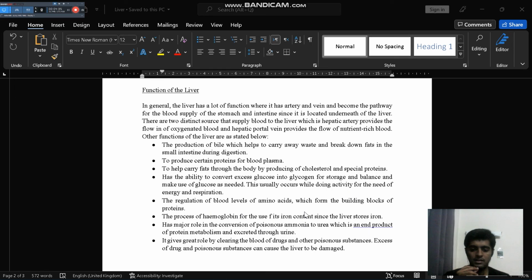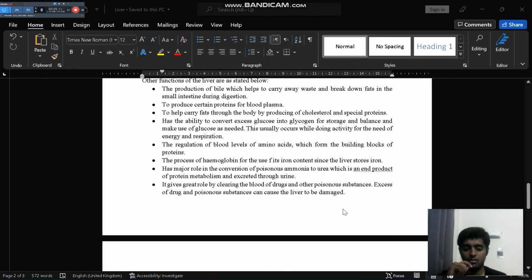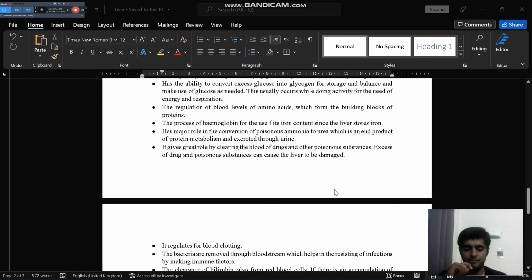It regulates blood levels of amino acids, which form the building blocks of proteins. It processes hemoglobin for the use of its iron content, since the liver stores iron, and has a major role in the conversion of poisonous ammonia to urea, which is an end product of protein metabolism and is excreted through urine. It plays a great role by clearing the blood of drugs and other poisonous substances. An excess of drugs and poisonous substances can cause the liver to be damaged.